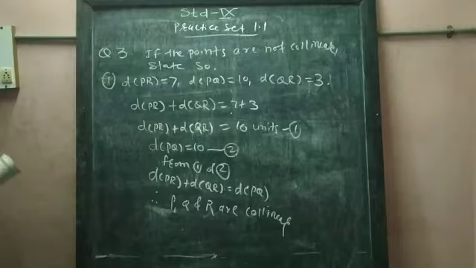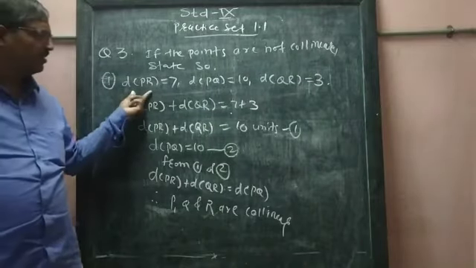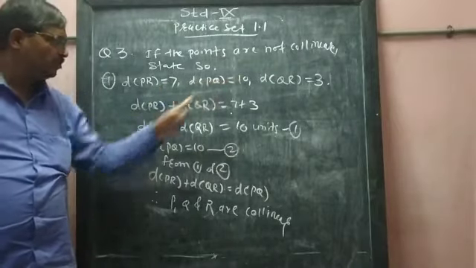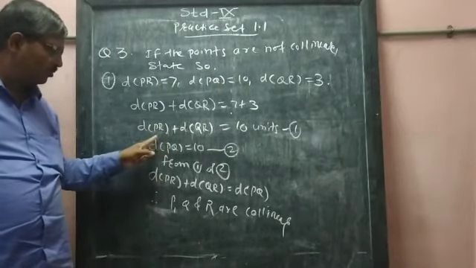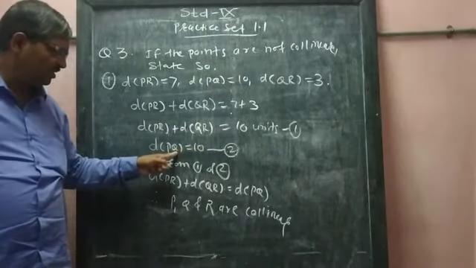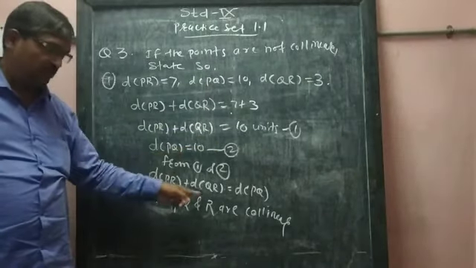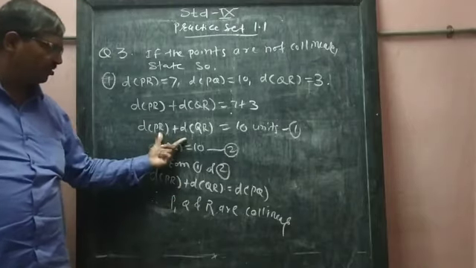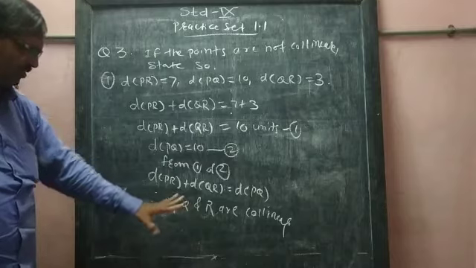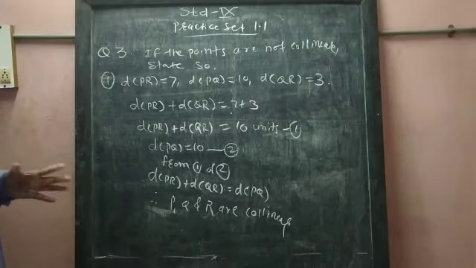Understand? What is done? Distance PR is a smaller distance, distance QR is a smaller distance than PQ. So the sum of two smaller distances, PR plus QR, is equal to 10. The larger distance given here is 10 units and both are equal. The sum of two smaller distances is equal to the greater distance, and that's why P, Q and R are collinear.